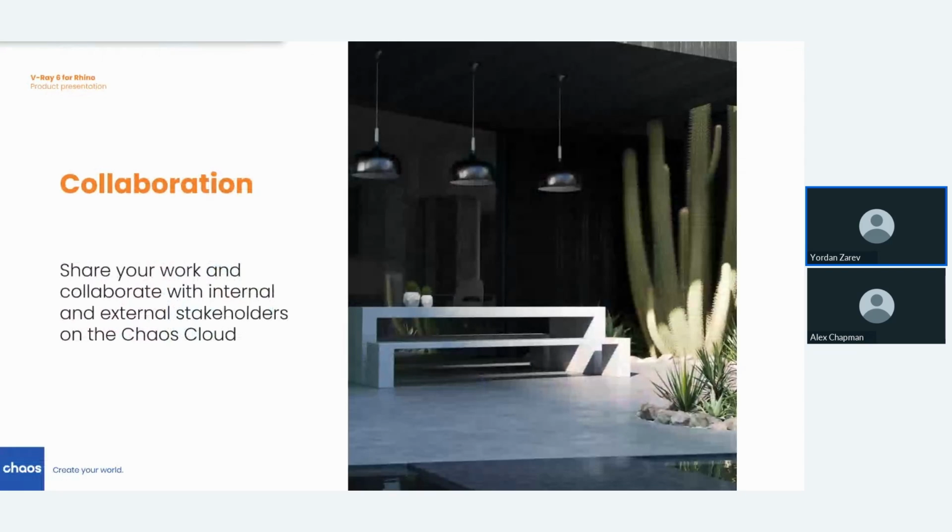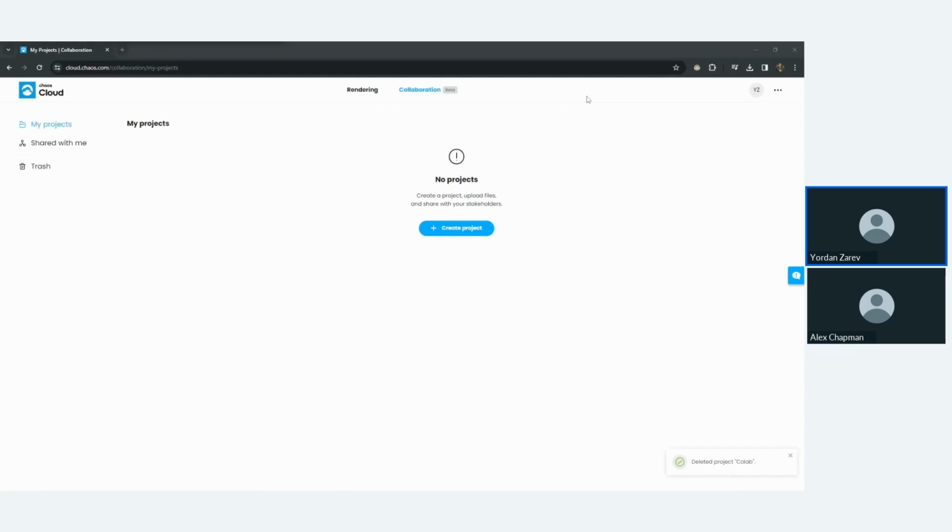Of course, Chaos Cloud allows you to collaborate with your colleagues, so you can share your work and ask for feedback or guidance, or you can give feedback to the renders of your colleagues, add different versions of the same render, and comment on those. So everything is fairly easy.